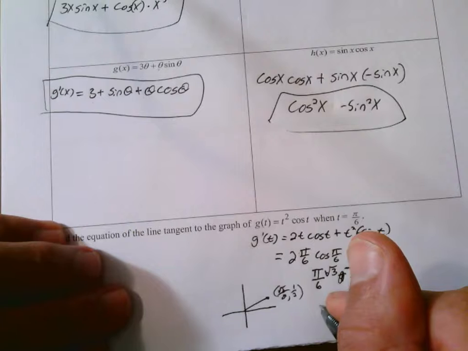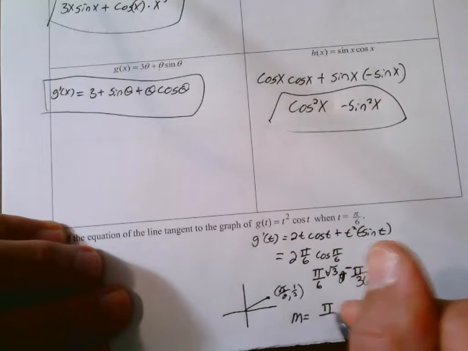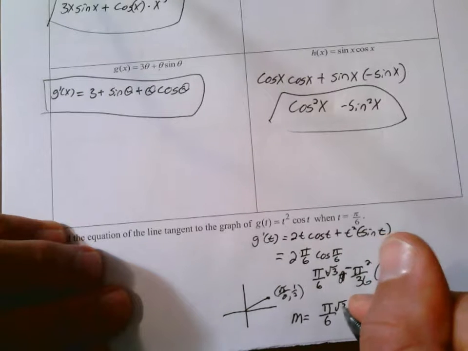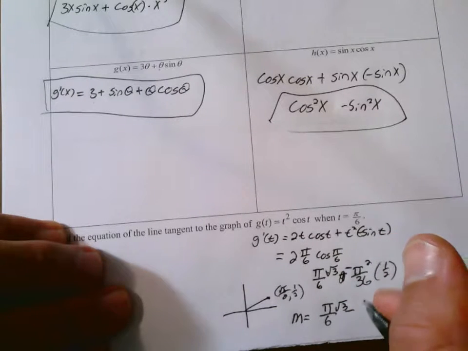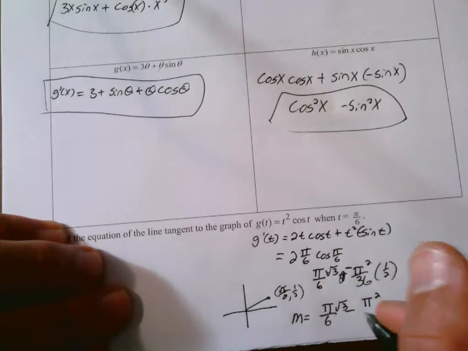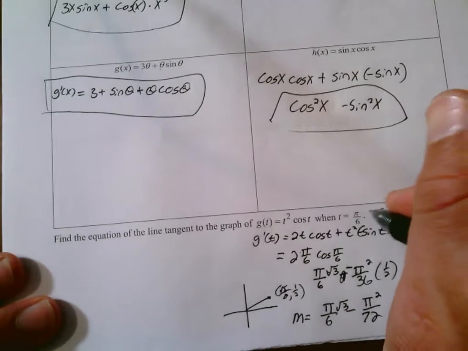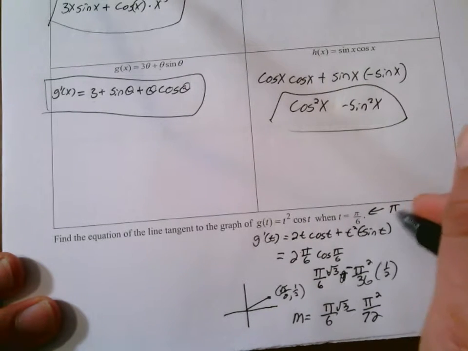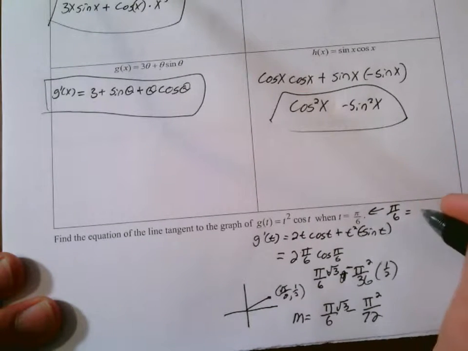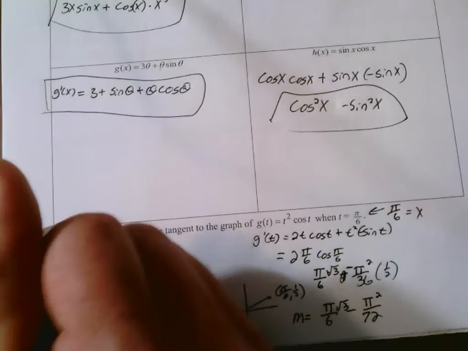So my final slope is pi over 6 root 3 minus pi squared over 72. X is pi over 6. And we need to find out y by plugging it into the original.